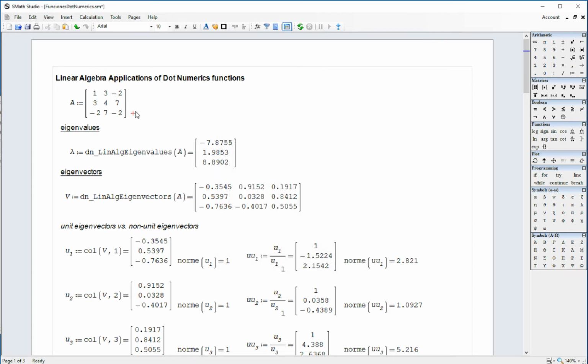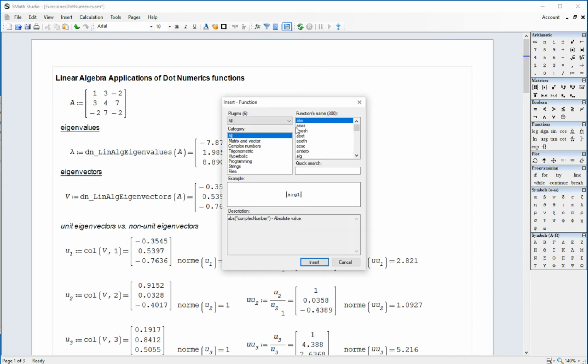For linear algebra, if you have a matrix, I'm going to create a 3x3 matrix here. These functions are excellent for calculating eigenvalues and eigenvectors, functions that are not available in Math Studio. The name of the function is very long, dnlen all eigenvalues A, but you can easily insert it from the collection of functions right here. Select .numerics, select dnlen algebra eigenvalues or eigenvectors.